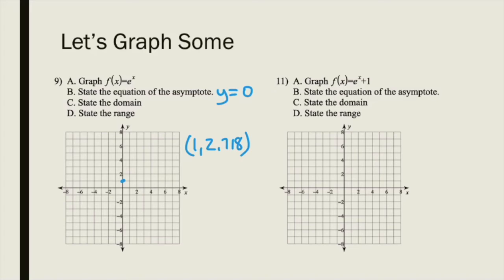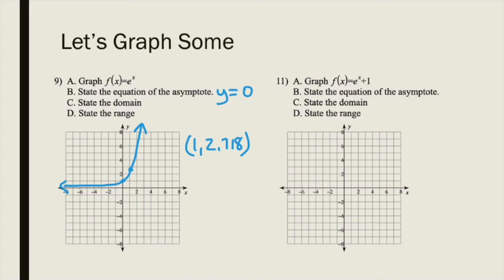So we're going to come over here to 1. And at 1, 2.718 is about right there, I think. And then we know the asymptote is there. We're just going to go like that. So I only need 2 dots. Beautiful. Okay. I don't like lots of little dots.